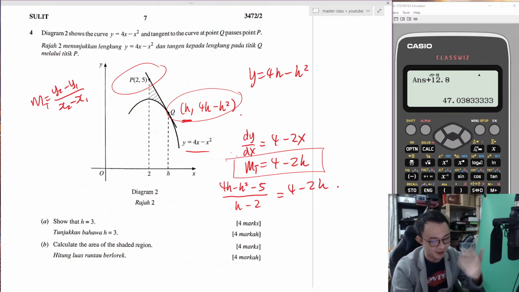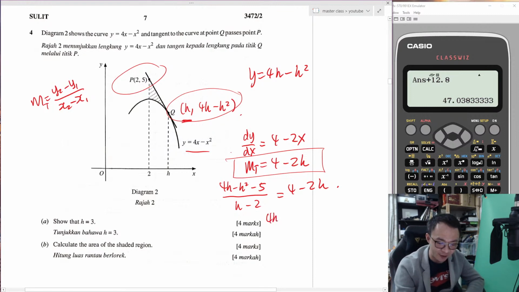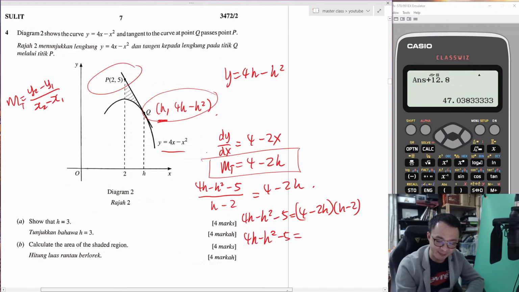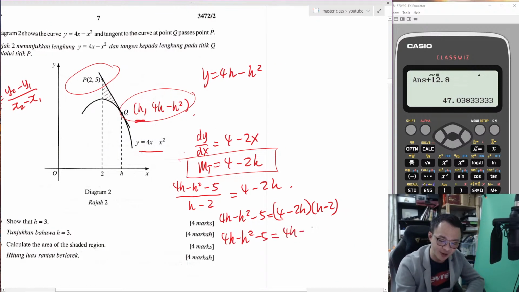Okay, so let's do it. So here I have 4h minus h squared minus 5 equals 4 minus 2h multiplied by h minus 2. So yeah, we'll simplify it later. We need to expand first. So I have 4h minus 8 minus 2h squared plus 4h. Alright, I hope I didn't make any mistake.